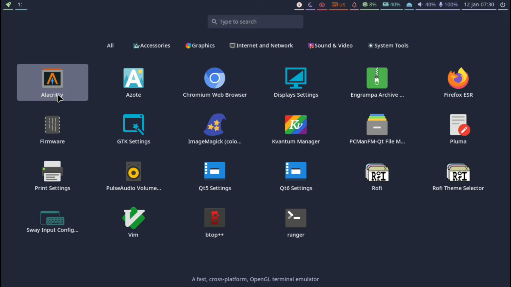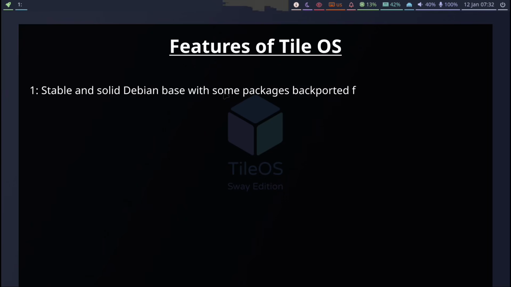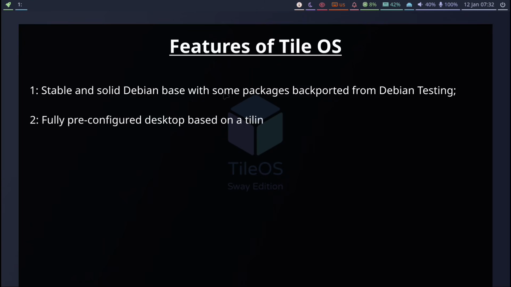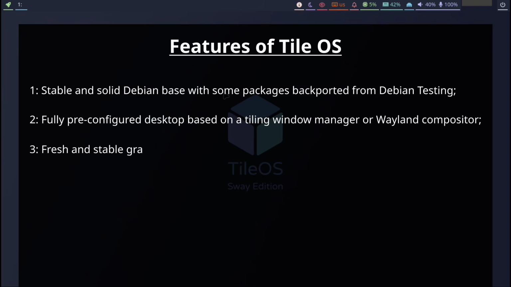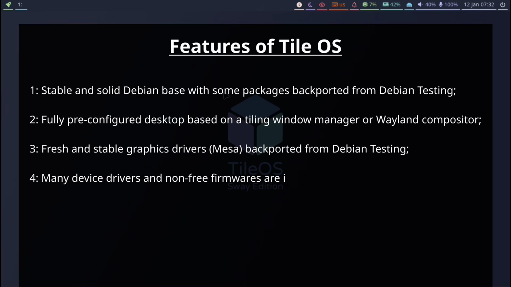Now let's look at some features of this OS. 1. Stable and solid Debian base with some packages backported from Debian testing. 2. Fully pre-configured desktop based on tiling window managers or Wayland compositors. 3. Fresh and stable graphic drivers like Mesa, backported from Debian testing. 4. Many device drivers and non-free firmwares are included in the base system.